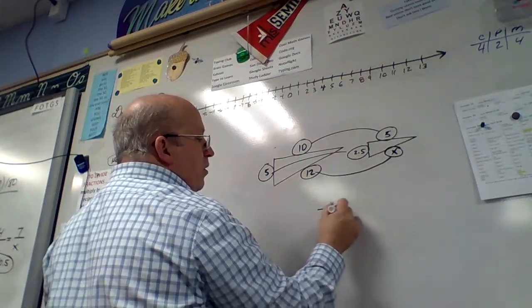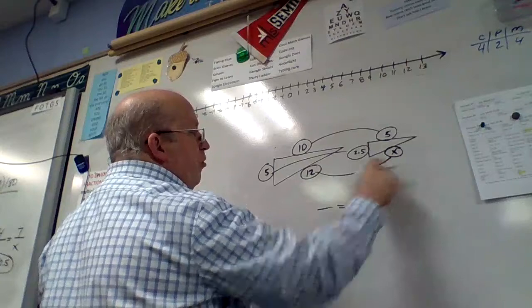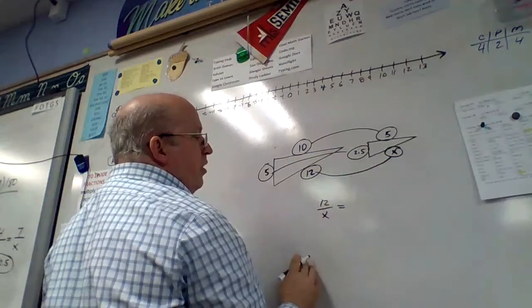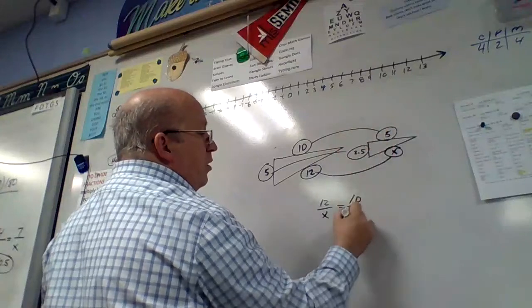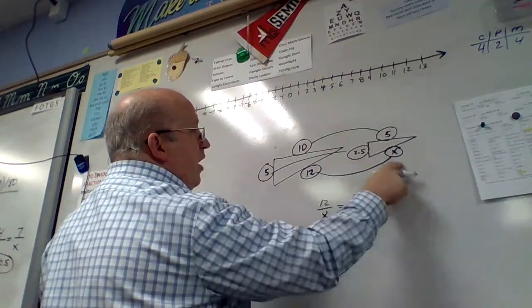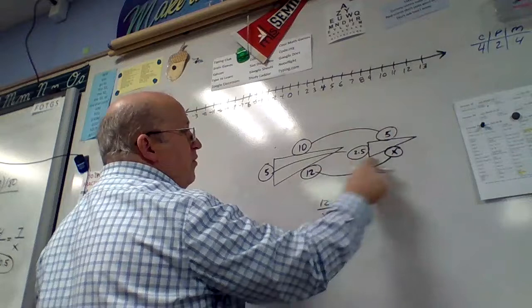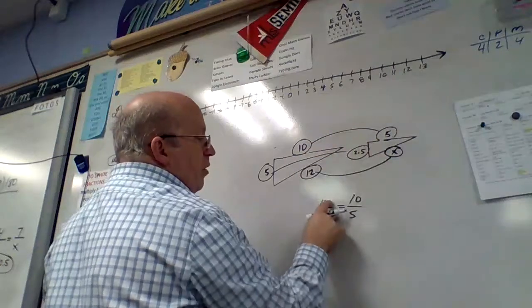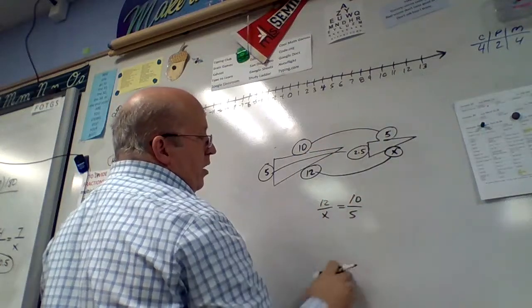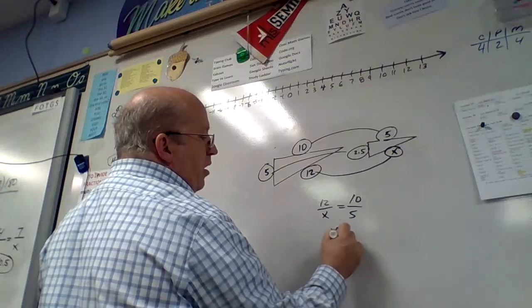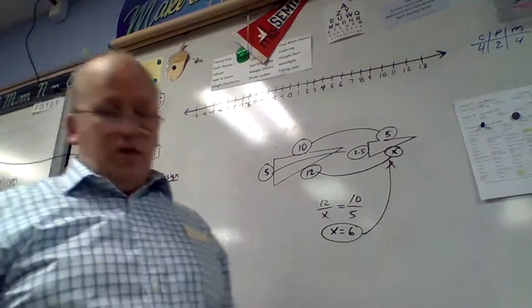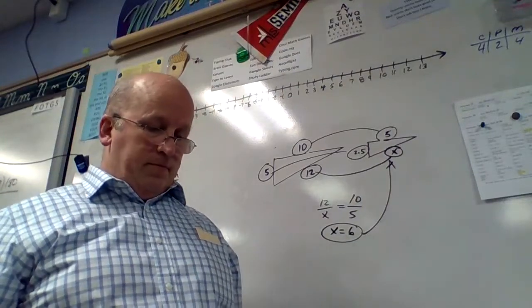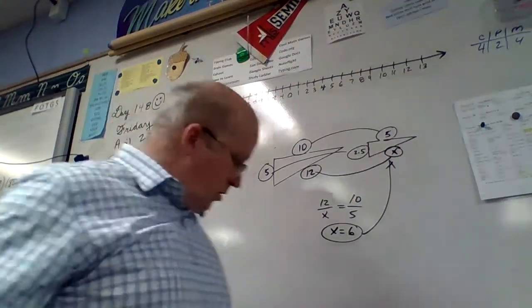Now, we're going to use the ratio we don't know, 12 over X, and we're going to use one of the other ratios. I'm going to use the 10 over 5 one. Okay, so 12 is to X as 10 is to 5. And then we solve. In this case, X is 6. So our X value here has to be 6 if the shapes are similar. Okay?